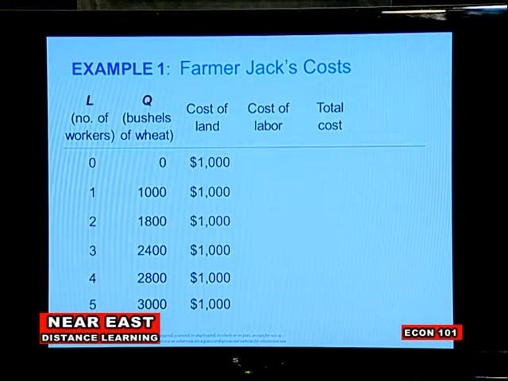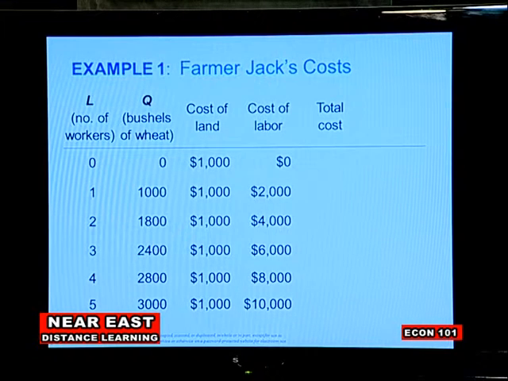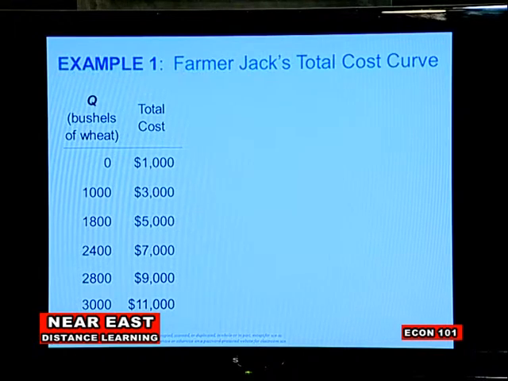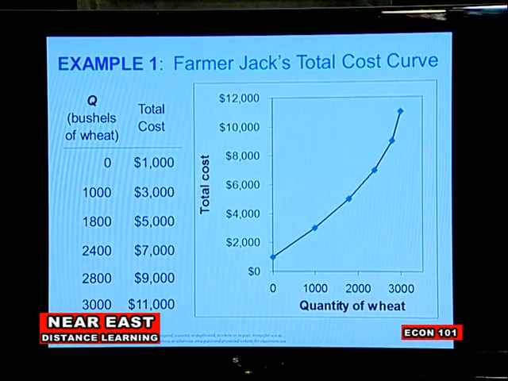So the cost of land is $1,000. Cost of labor: 1 worker $2,000, 2 workers $4,000. So when we add the cost of land and the cost of labor, we find total cost, like here. So we can draw Farmer Jack's total cost curve by using total cost and quantity of wheat, as you see.